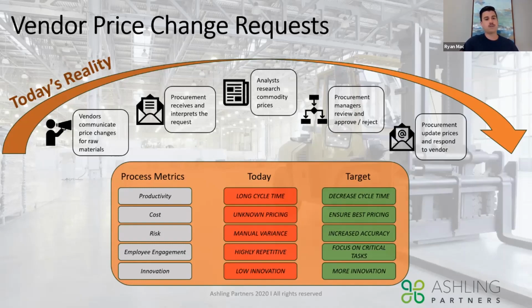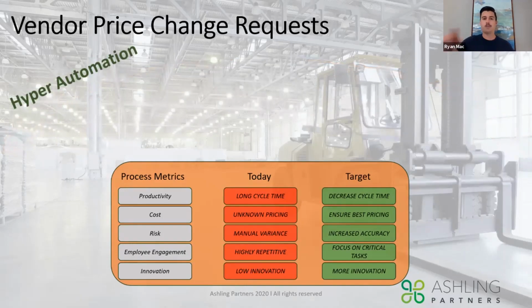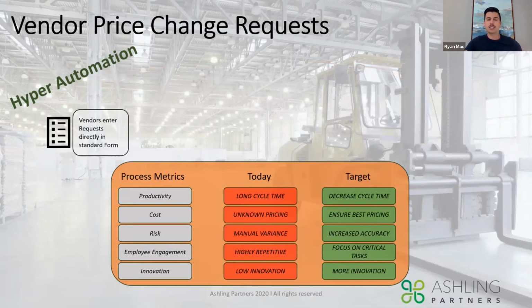And then of course we want to deliver a more innovative solution because there's value in that in and of itself. And so if you flip the page here, looking at a hyper-automation possible solution, we could really consolidate and optimize this process. What that might look like in this case is directing our vendors to enter a request in a standard form, as opposed to different communication mechanisms and having to normalize that unstructured data.